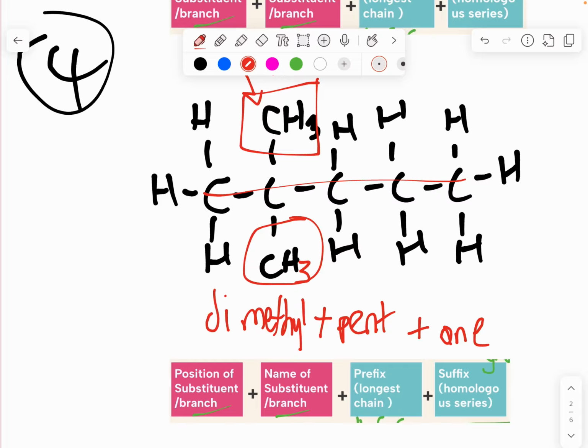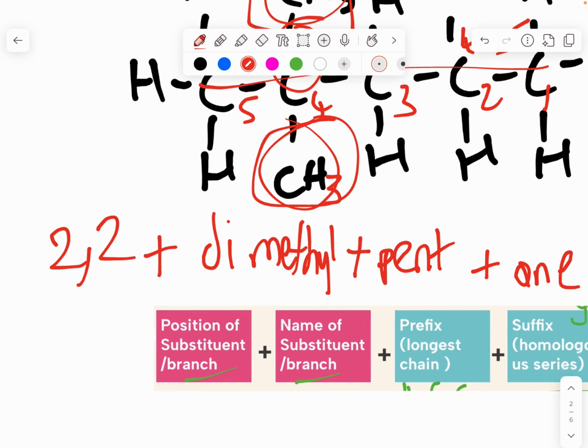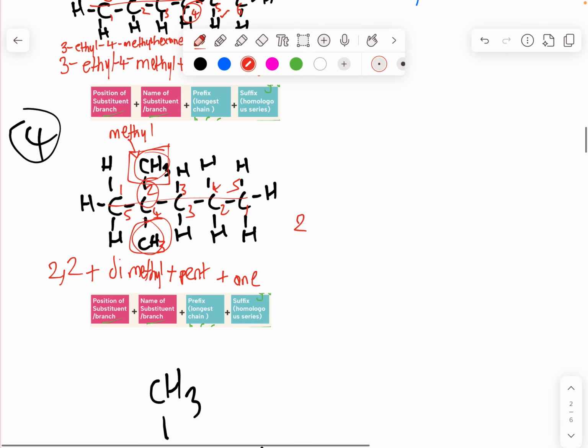And we need to tell the position of both of these. So this one, I'm going to try to give it the lowest possible number. So it's 1, 2, 3, 4, 5, or 1, 2, 3, 4, 5. The lowest possible number is 2 for both. So it's going to be 2 for the first one, and 2 for this one as well. So 2,2-dimethylpentane. Let me just write it here.